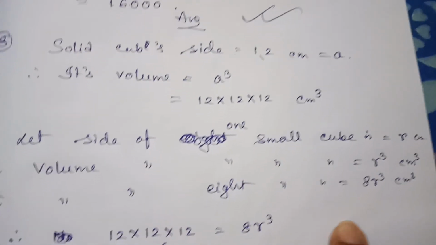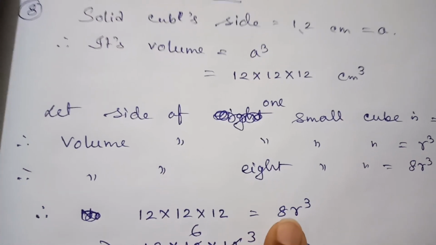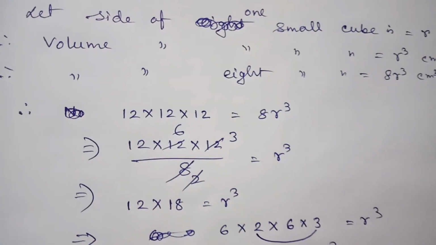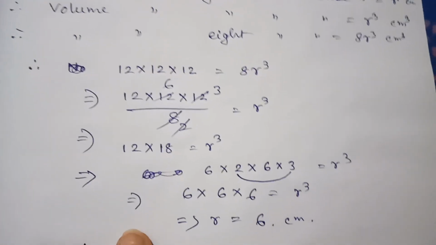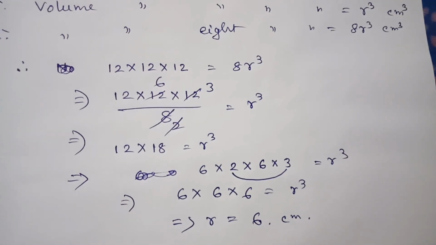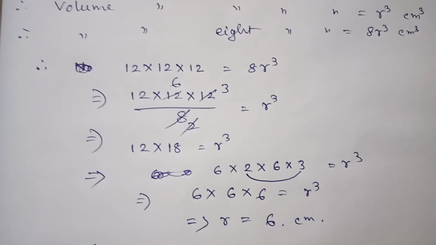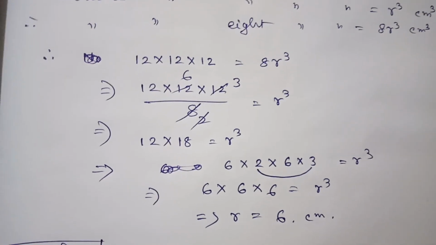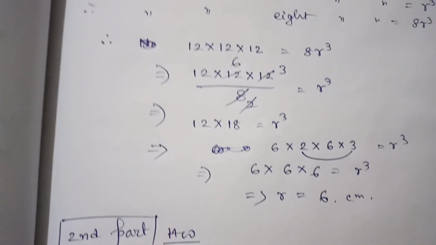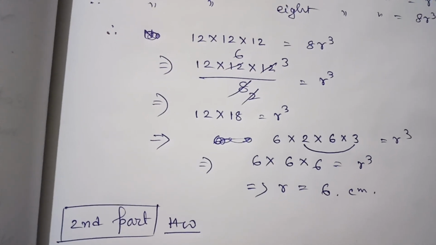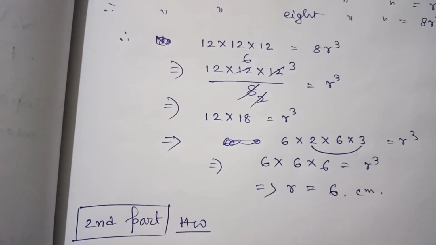Okay. So we are making it equal, and you just look at the calculation once. So we have got r's value as 6 centimeter. Now this question's second part will be your homework.